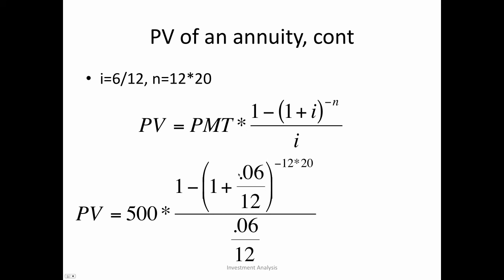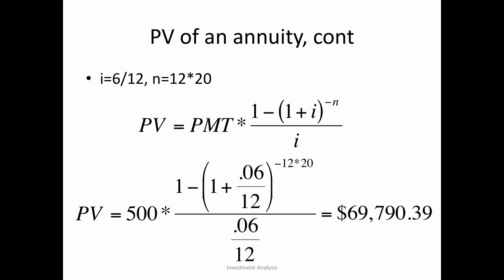Okay, so this is just a reminder that that interest rate is being adjusted for the fact that interest is being compounded monthly, and the number of time periods is adjusted to reflect that as well. And so what I could do is then work out the calculation, and what I should see is that the present value of that $500 I would receive on a monthly basis for 20 years is actually $69,790.39.